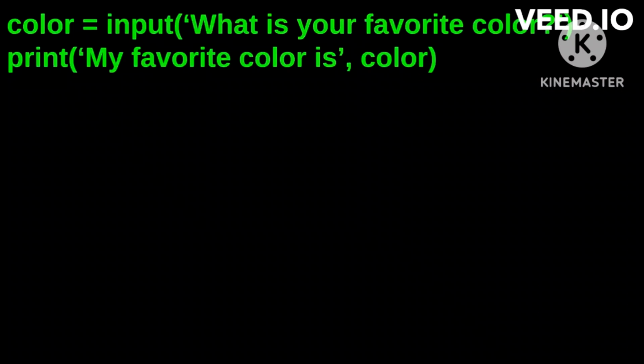So here's an example of how you could use the input command. Right here, it's just simple 2-line code. We have color is equal to input, 'What is your favorite color?' And then print 'My favorite color is', and then comma, color. What it'll do is it'll ask you your favorite color, and then it'll show you what it is. And I'll show you right now.